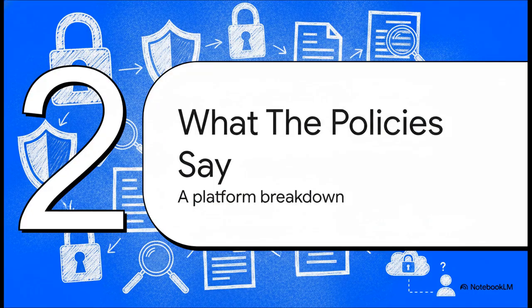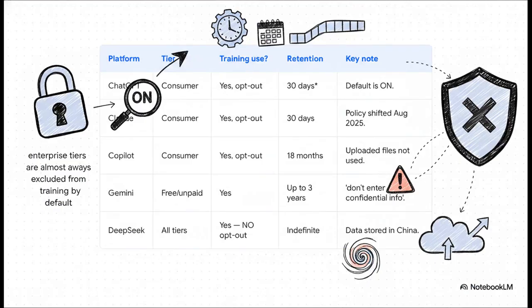Okay, so enough with the theory. Let's look at the cold, hard facts. We actually dug into the privacy policies of the big AI platforms to see exactly what they're promising you and, more importantly, what they're not. And wow, this table really lays it all out. Just zero in on that training use column for a second. For most of the tools you're using for free, the default is on. They are absolutely using your data to train their models.